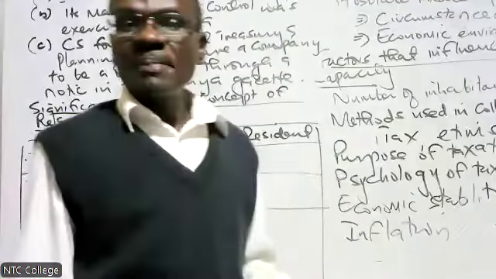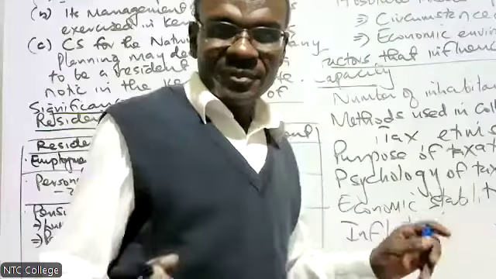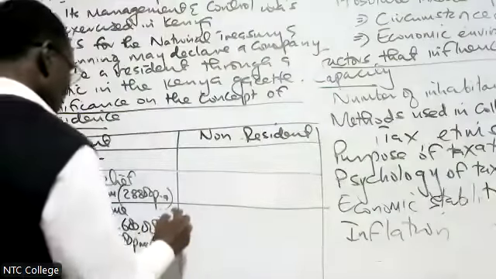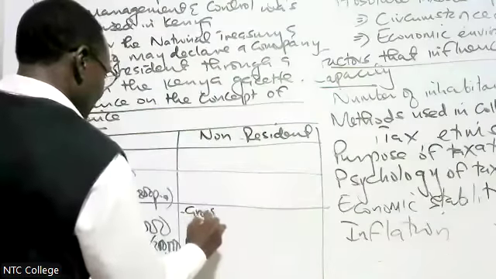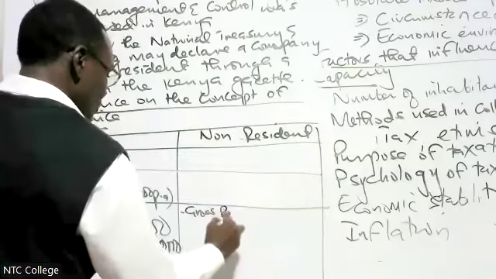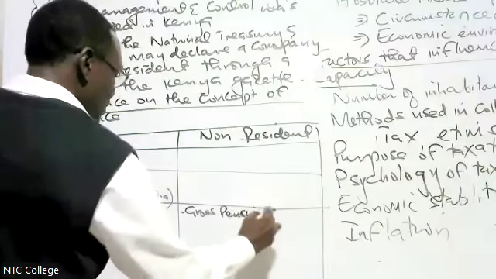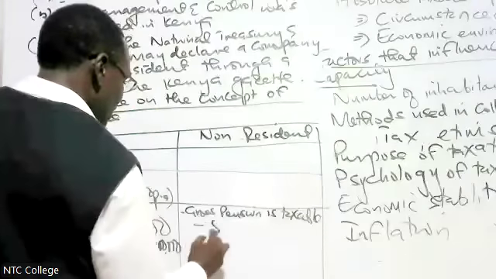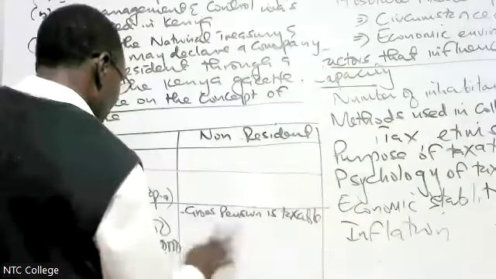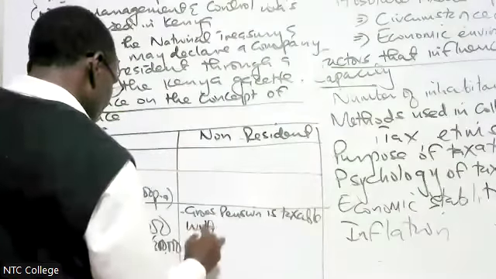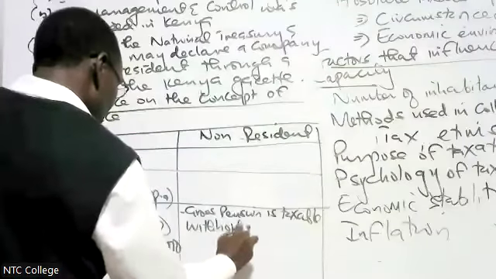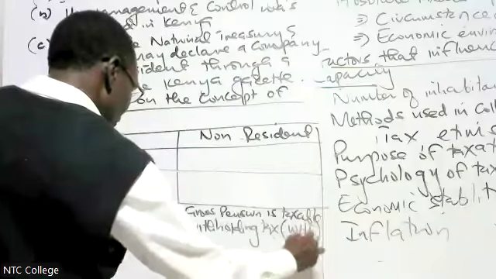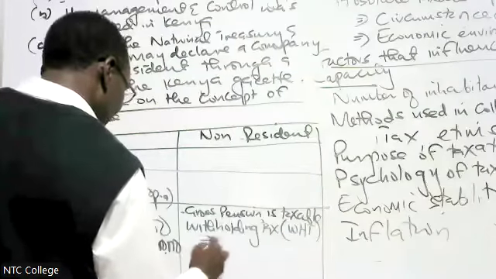If you're a non-resident person, there is no exemption. Everything you get will be taxable. So gross pension is taxable. No exempt limits, the rate is 5%. There's a withholding tax. They'll withhold tax. Short for withholding tax is WHT. Withholding tax of 5%.